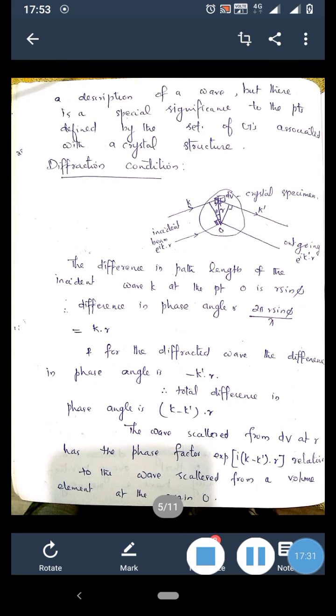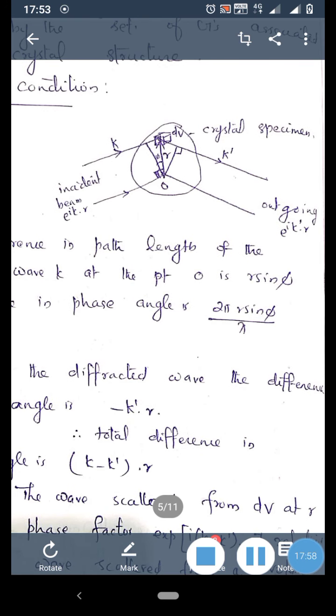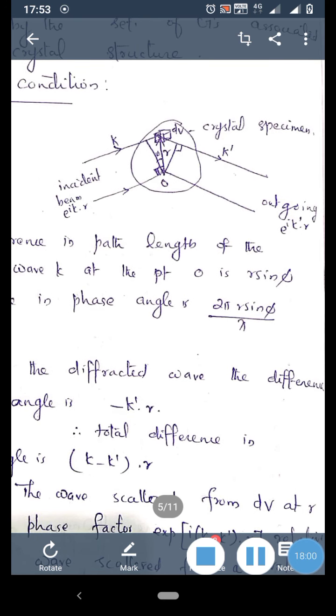Next, our aim is to write down the diffraction condition in terms of these G vectors and k vectors. Instead of writing the usual lambda equation in real space, we are changing that equation into Fourier space. For that, consider a crystal specimen where dV is the volume element and the incident beam is characterized by e raised to i k dot r, and the outgoing wave is characterized by e raised to i k dash dot r. k and k dash are the wave vectors of the incident and diffracted beams.